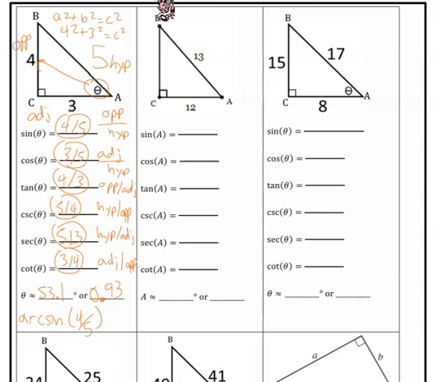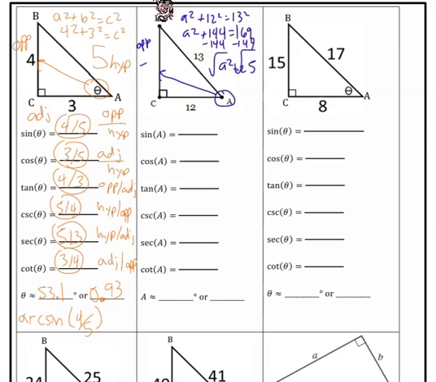All right, let's find the other missing side length here. We don't know what the opposite is. So we have a squared plus 12 squared equals 13 squared. A squared plus 144 equals 169. Subtract the 144. The square root of 25 is 5. So it's 5 again in this case. All right, pause the video and try to find each of these values.